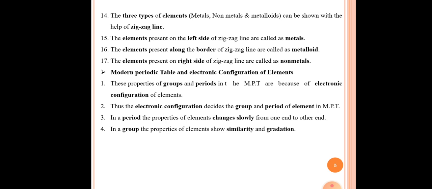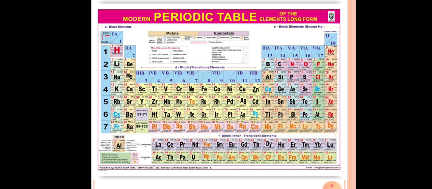The third point here is, in a period, the properties of elements change slowly from one end to the other end. Okay, in a period, the properties of elements change from one end to the other end. The fourth point here is, in a group, the properties of elements show similarities and gradation. Okay, so within the group and within the period, the properties of the elements show a particular change, or there is a gradation, or some amount of similarity is also seen.